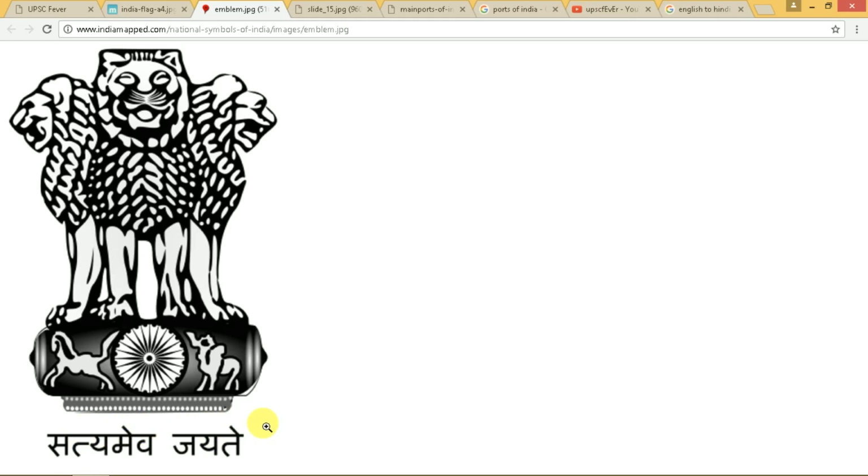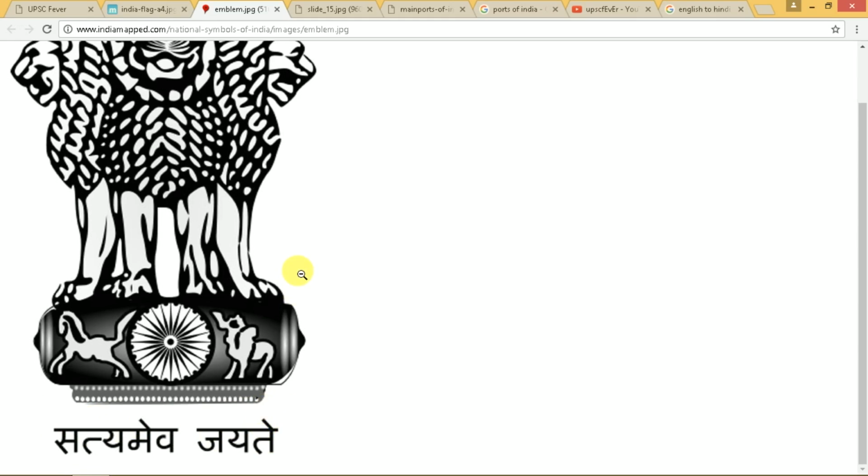and written on it. The next symbol, the national song Vande Mataram, was written in Sanskrit by Bankim Chandra Chatterjee and first sung during the 1896 Congress session.